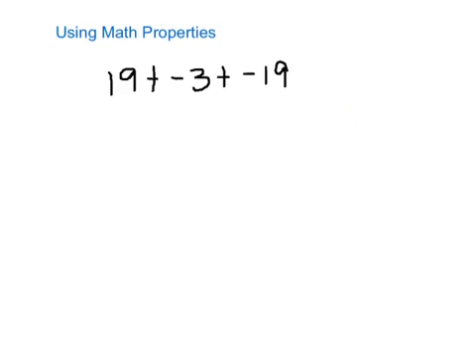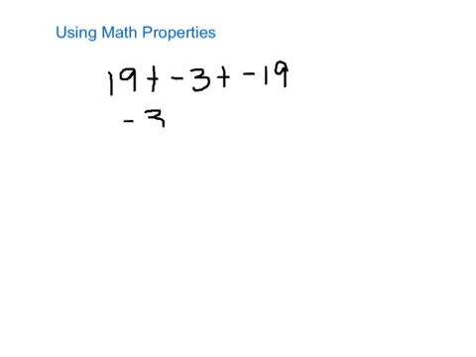And let's try this problem. 19 plus negative 3 plus negative 19. Here I can see that I have two numbers that are opposites. Adding opposites will give you a 0, which will certainly make my problem easier.